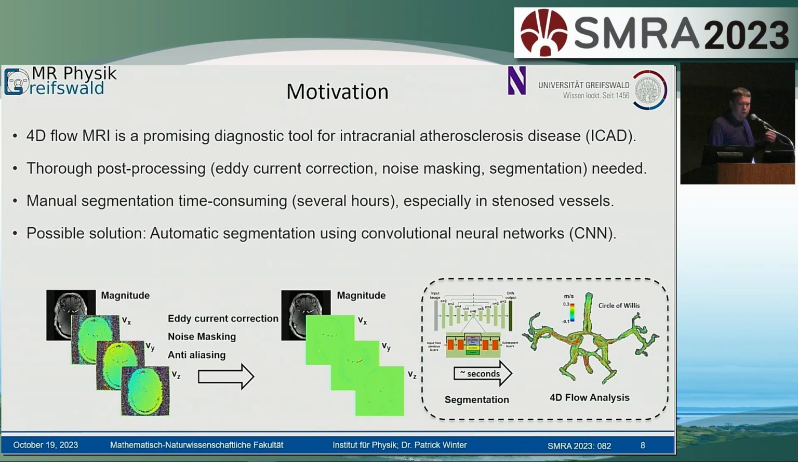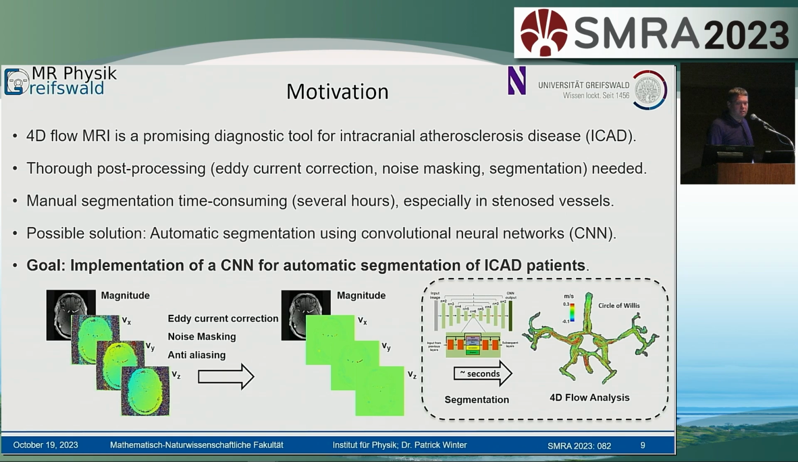A possible solution to address this issue is the use of automated segmentation, for example, using deep learning and especially convolutional neural networks. This can, in theory, speed up the segmentation to a couple of seconds. For that reason, the goal of our work was the implementation of such a CNN for the automated segmentation of stenosed vessels in ICAT patients.